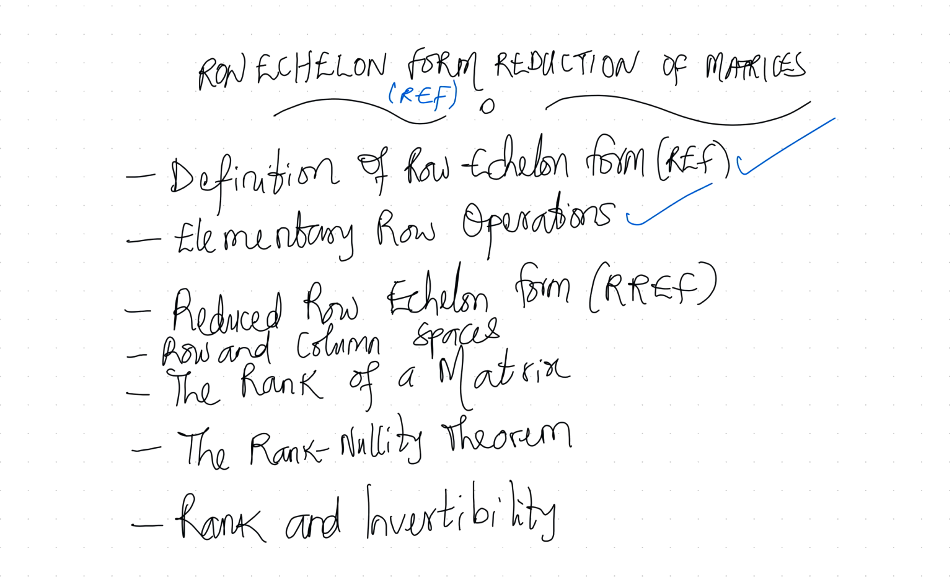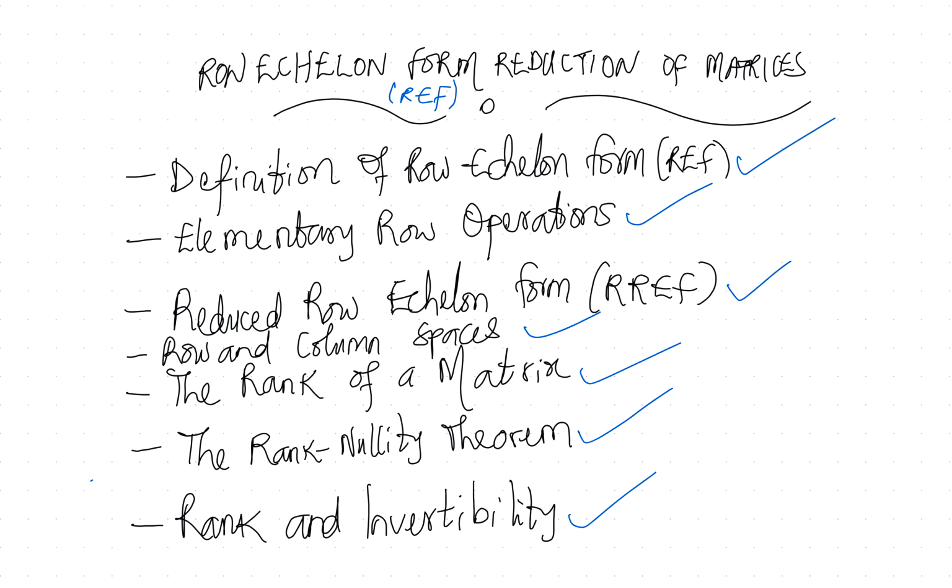And then we'll also look at the reduced row echelon form, which is a more refined form. When you build on the row echelon form, you can arrive at the reduced row echelon form. It is actually the final stage of the elementary row operations we are going to learn about. And then this will lead us to the idea of row and column spaces. And then from that, we talk about the rank of a matrix. Then we'll talk about the rank-nullity theorem. And lastly, we'll talk about rank and invertibility. And probably take some exercise if possible.